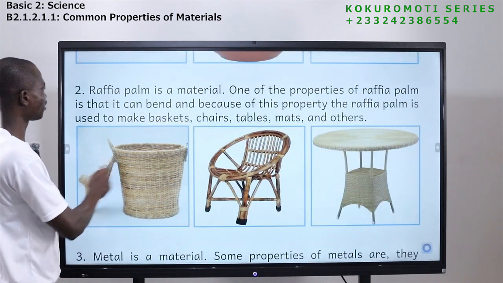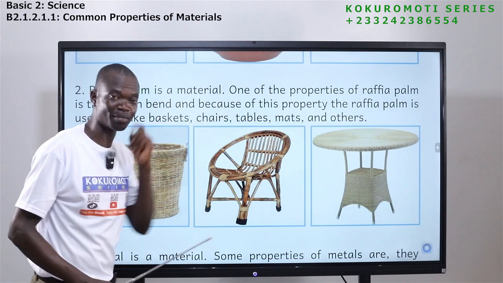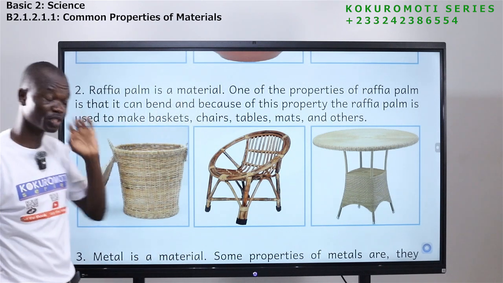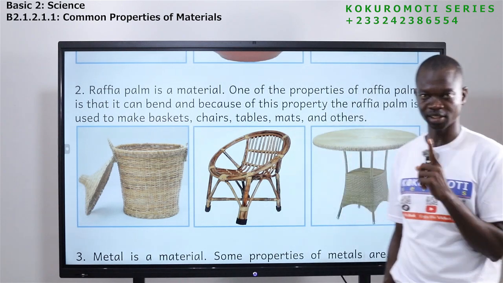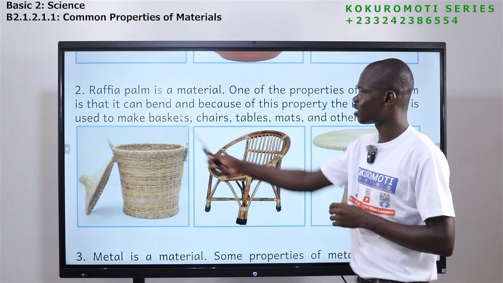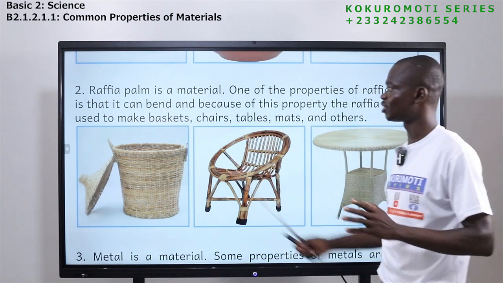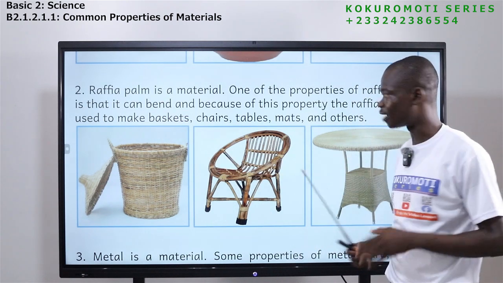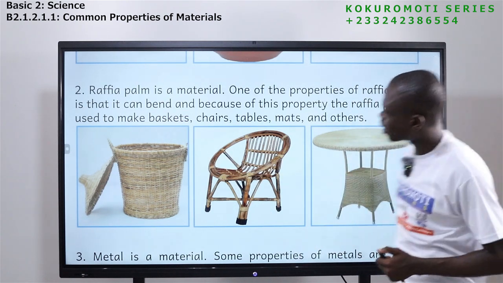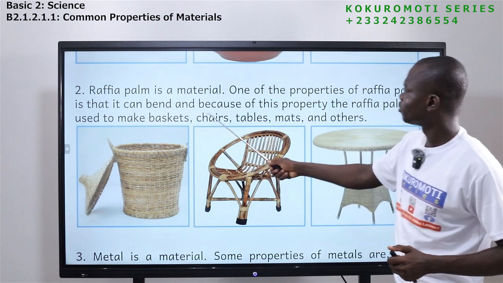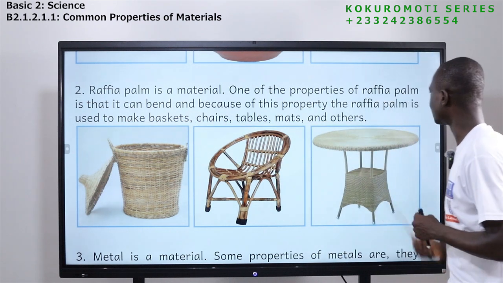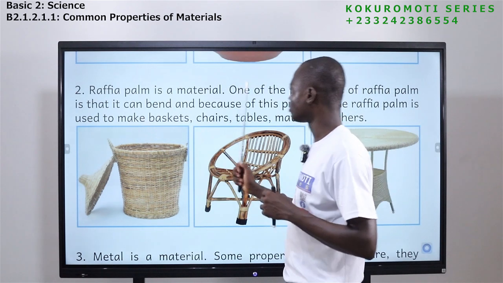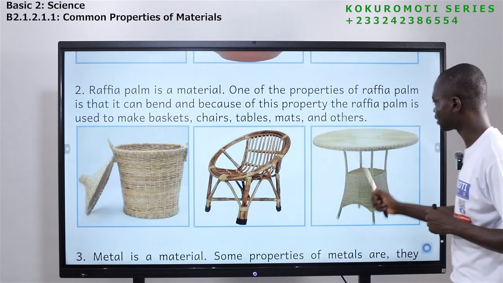Let's move on. Raffia palm is a material. Another material that you should know is what? Raffia palm. So if I ask you to mention materials, remember that I've mentioned clay soil. The next one is what? Raffia material. It's also a raffia palm. It's also what? A material. One of the properties of raffia palm is that it can bend, and because of this property, the raffia palm is used to make baskets, chairs, tables, mats, and others.